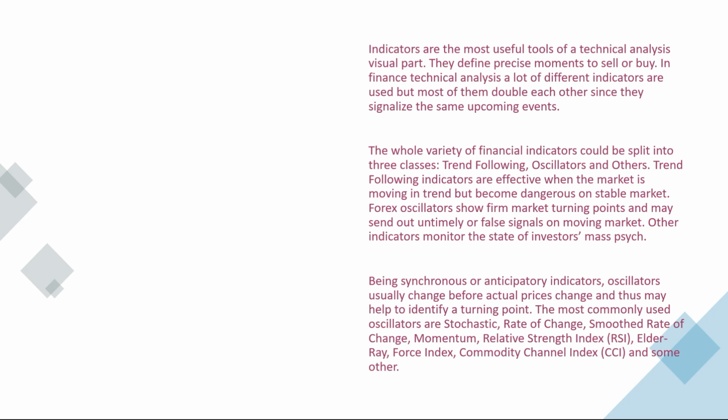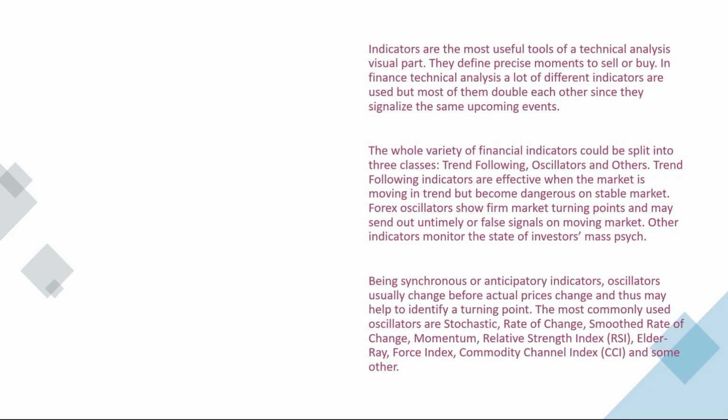So Forex oscillators show firm market turning points and may send out untimely or false signals on moving markets. Other indicators monitor the state of investors' mass psyche. Being synchronous or anticipatory indicators, oscillators usually change before actual price change. So oscillators will help us see when there is beginning to be a shift in the marketplace before we can actually see it in price.